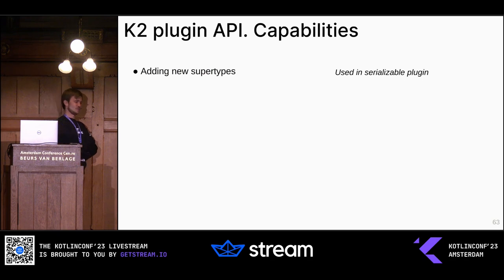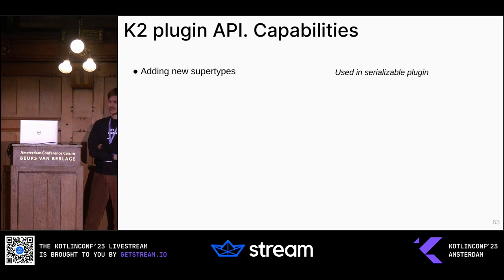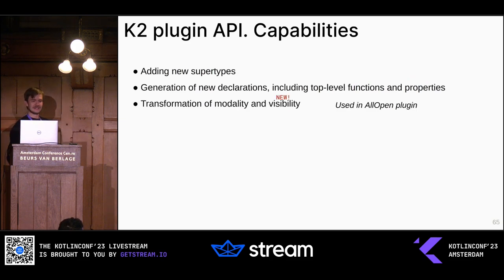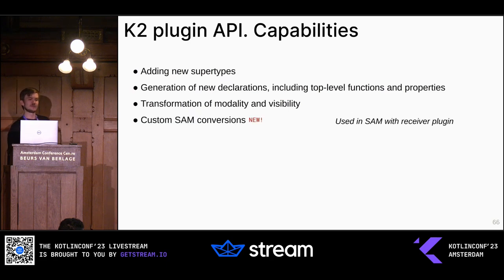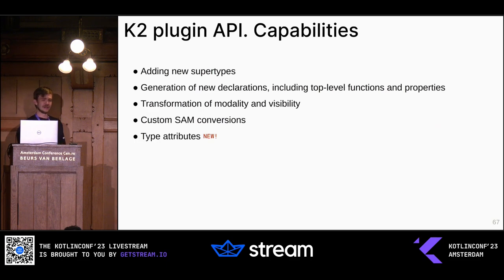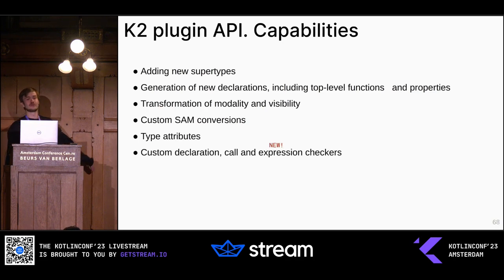Well, which capabilities do we have in the new plugin API? We can add new supertypes. We can generate new declarations. We can change all declaration modifiers, like modality, open, final, and so on, and visibility. We can perform custom single abstract method conversion. K1 plugins can only replace the first value parameter with an implicit receiver. We added type attributes. They can solve, for example, this positive-negative task from the beginning. And, of course, different kinds of checkers.